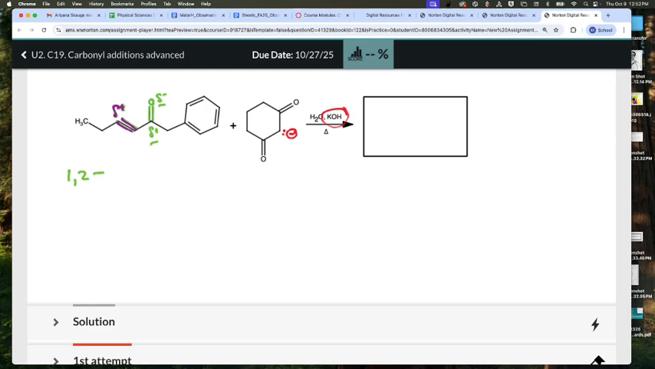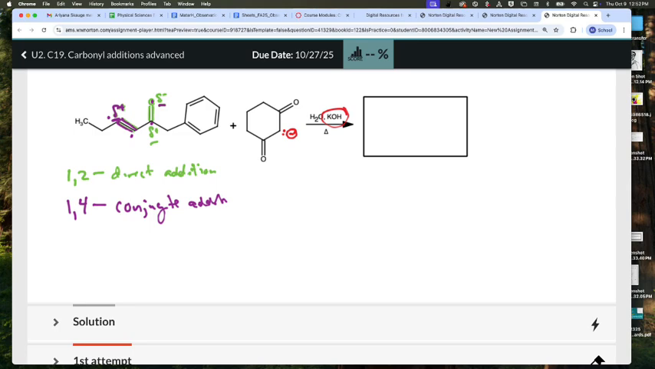If I did it with the purple one, it's still going to be the negative oxygen, so it's still position 1. Where's that purple positive? 1, 2, 3, 4. We're looking at 1,2 versus 1,4. If we added some extra words behind this, this would be a 1,4 conjugate addition versus a 1,2 direct addition.